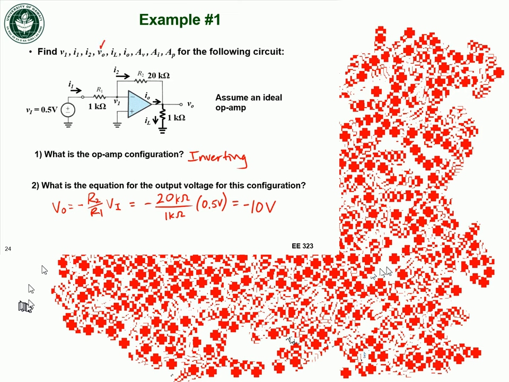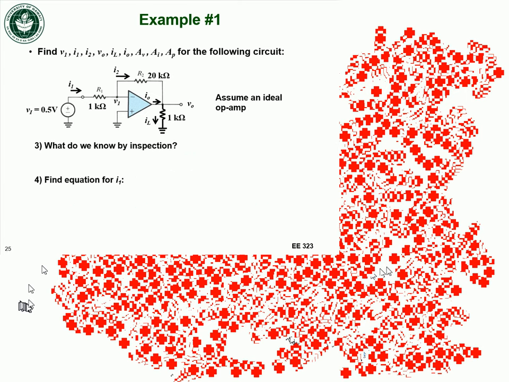So solve that. Okay, we still need to solve everything else though. What else can we solve for that we just know without having to do any calculations? V1, so what is V1? Why is V1 zero? V1 is zero because of the virtual short between these two terminals, and since the non-inverting terminal is grounded, V1 should be 0 volts.